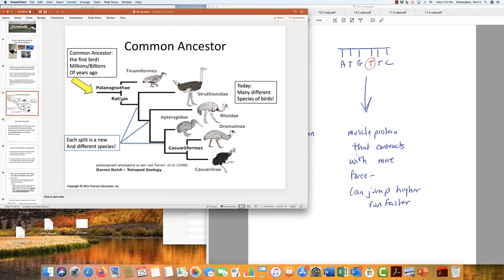And then each time something called speciation happens, and we're going to learn about that in lecture 11, every time enough genetic mutations occur that we now have two different species, then we grow in the number of different bird species that we have. Each split is a new and different species. So again, common ancestor way back in time, the first of its kind, the first bird, the first human, the first lizard, the first snake. But over time and through a process called speciation, these splits occur, and today we have many different types of birds, lots of variety and complexity.